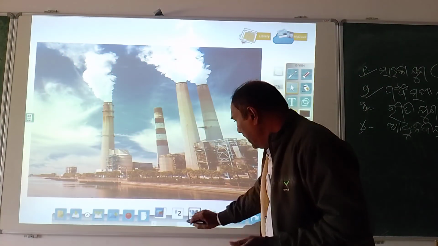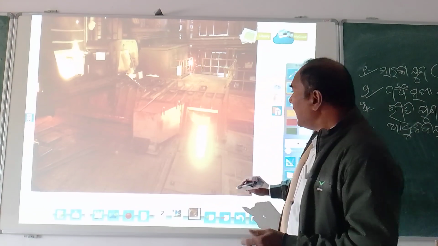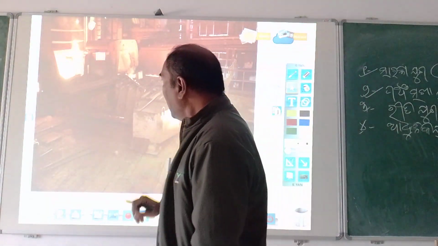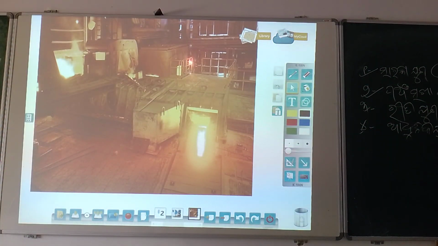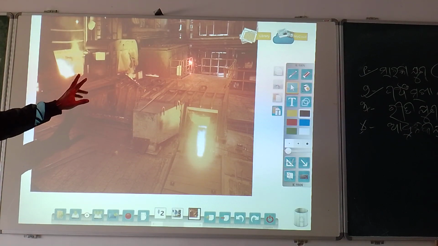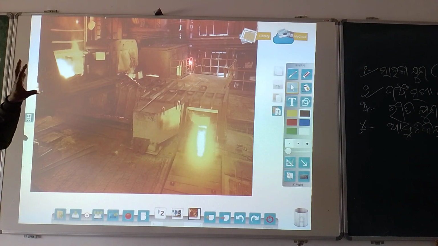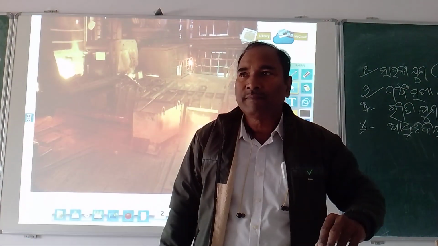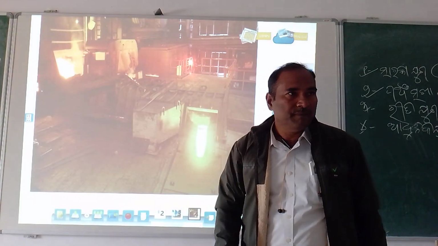You see, in my next picture, what are you looking at here? Can you guess the picture? What is happening here? This is an iron ore factory, and this is a blast furnace. Some ore particles are melting in the blast furnace, and after smelting, the ore becomes exhaust.